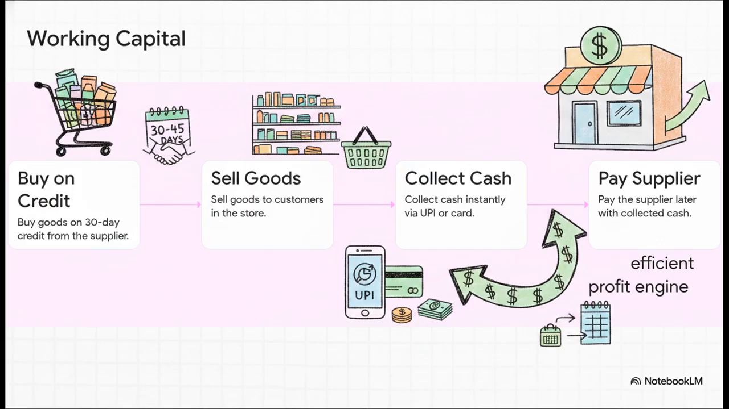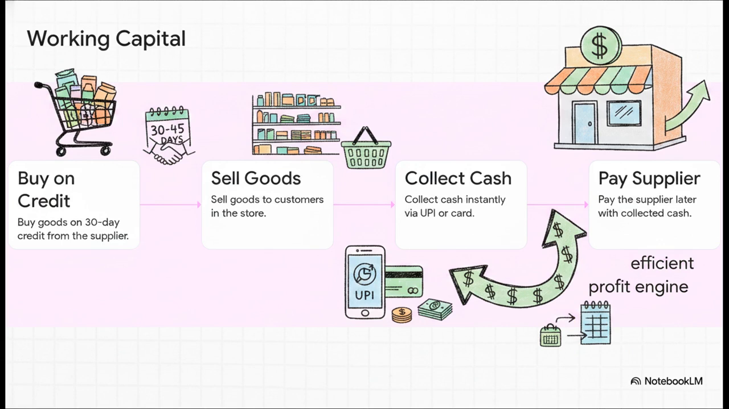First, FreshMart orders products and gets, say, 30 to 45 days of credit from their supplier. The goods go straight on the shelves. Then, customers walk in, buy those goods, and pay instantly via cash or UPI. FreshMart collects that cash immediately. Then, weeks later, they finally pay the supplier.